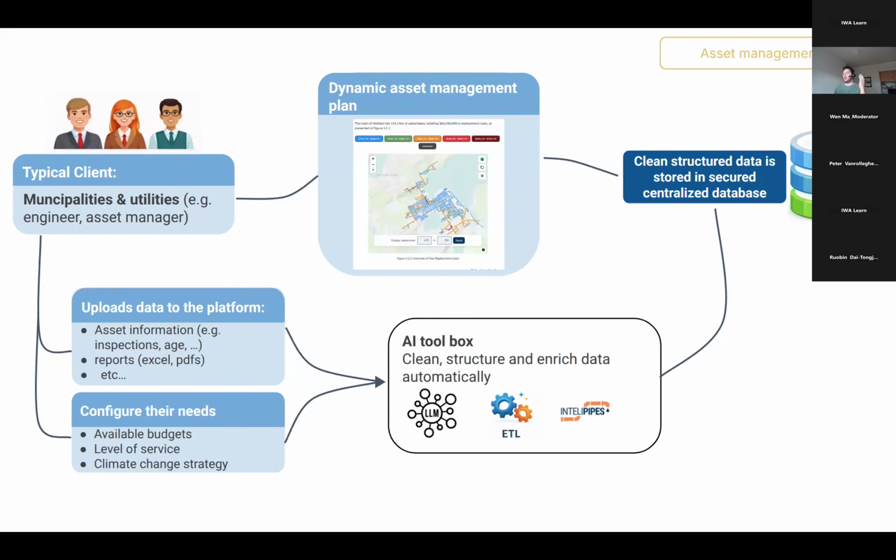And so we get reports, and then they configure their needs. What is my budget, level of service, climate change strategy? Anything they can input in the platform. Then I'm going to get into the AI toolbox that we have within the platform, where we clean, structure, and enrich that data using things like IntelliPipes. After that, we use the clean and structured data to generate a dynamic asset management plan, right? So it's user data, we enrich that data, and then they have a report that they can interact with.